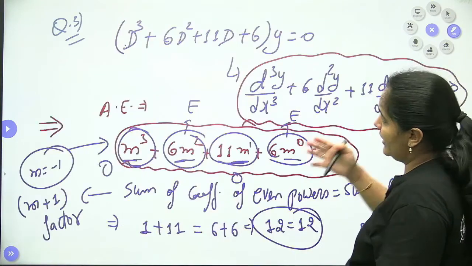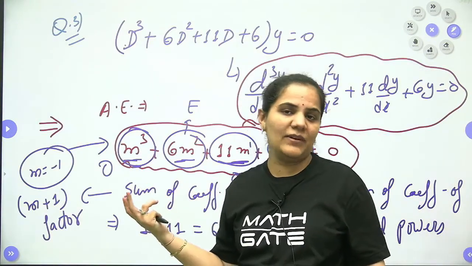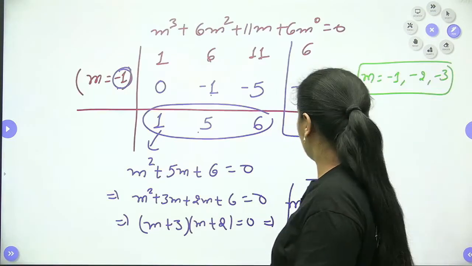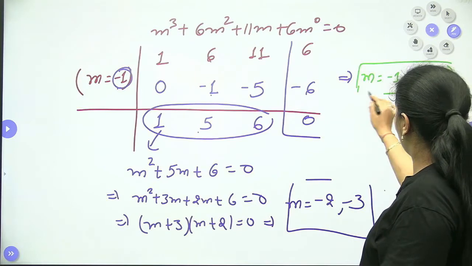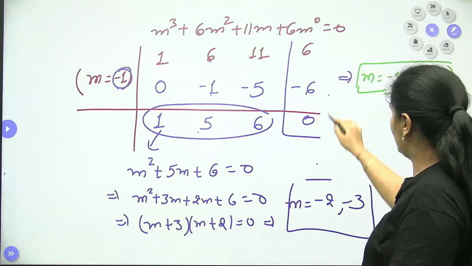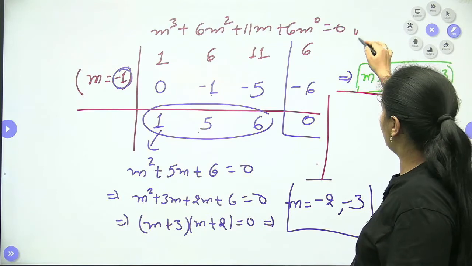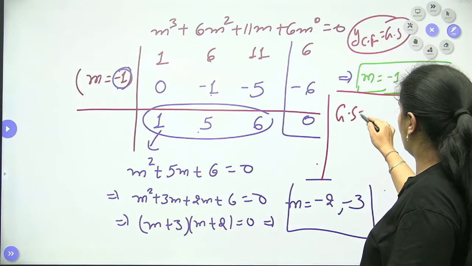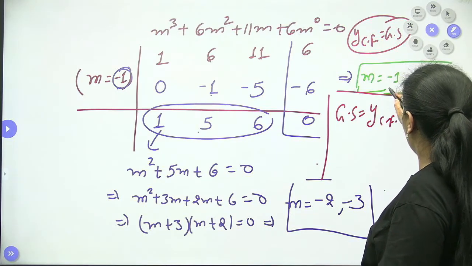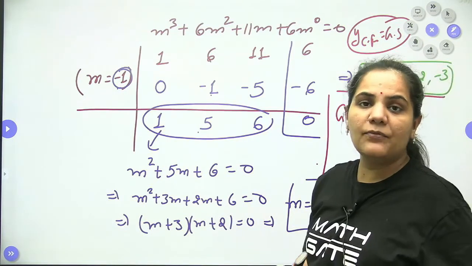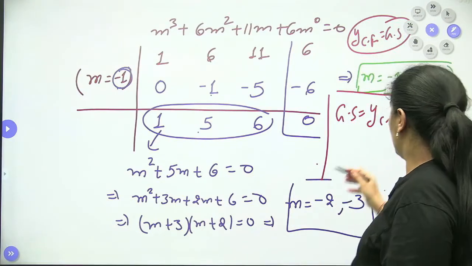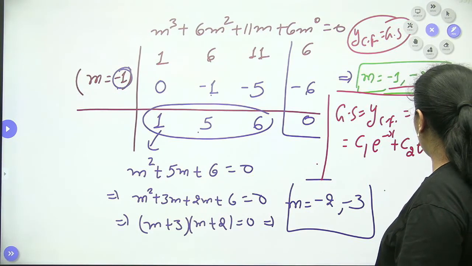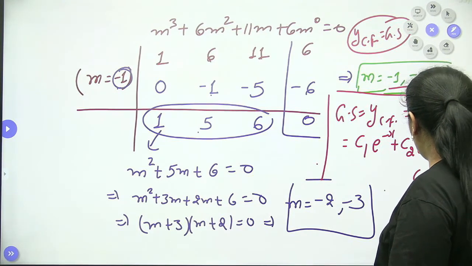Now let me show you. Each and every time we find the roots, but we have to find the solution also now. So what will be the solution? We know very well when we have the roots of an equation we can find the solution. Particularly for this type of equation we know CF will be the general solution only. So my general solution or CF will be, here we are having real and distinct roots, so C1 e to the power minus x plus C2 e to the power minus 2x plus C3 e to the power minus 3x.